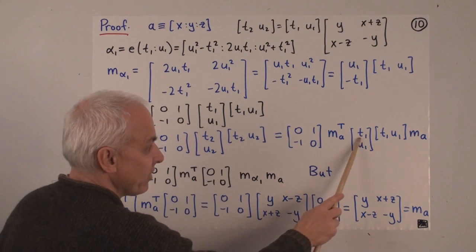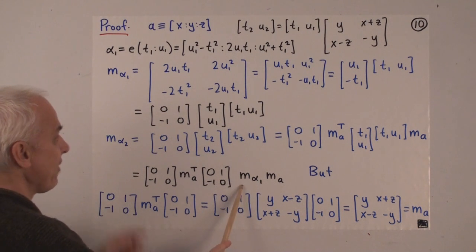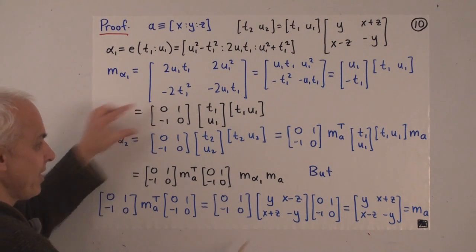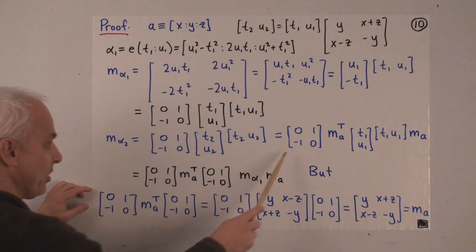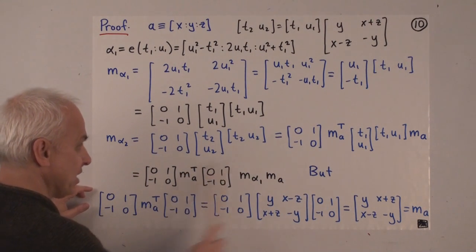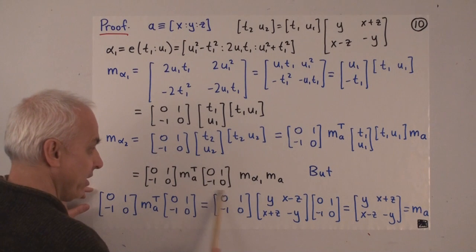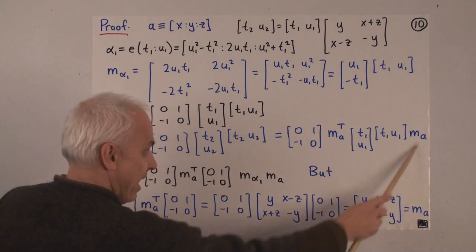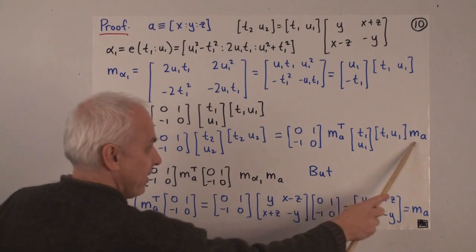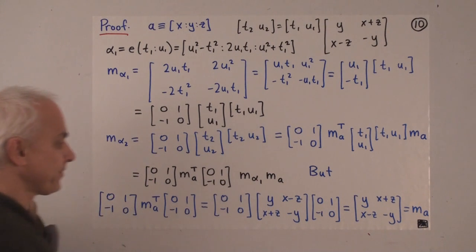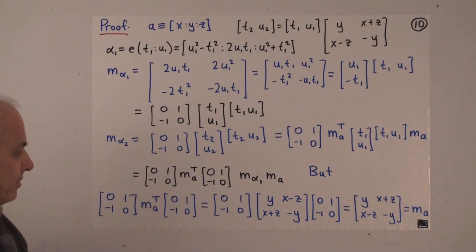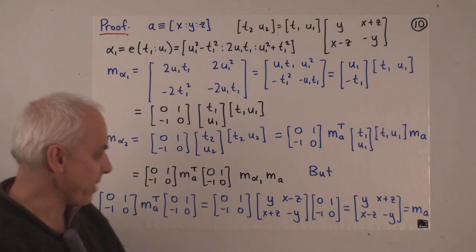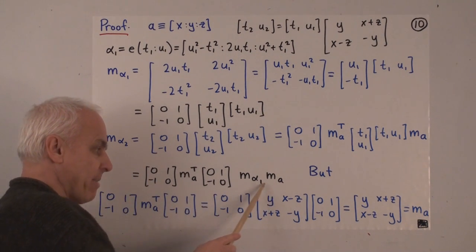One of them connects with this one and this one to give us M of alpha 1, exactly this. The other one multiplies with this MA transpose, so that we get this times MA transpose times that other one that we put in, times M alpha 1, times MA at the end. That's what M alpha 2 is. That's almost in the right form now. There's an MA on the right, there's an M alpha 1.